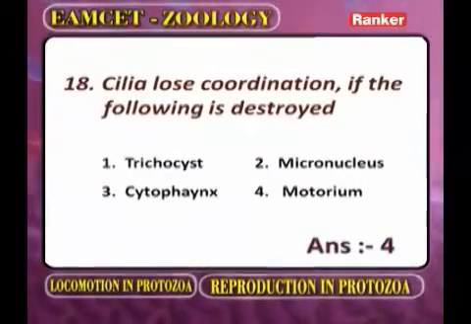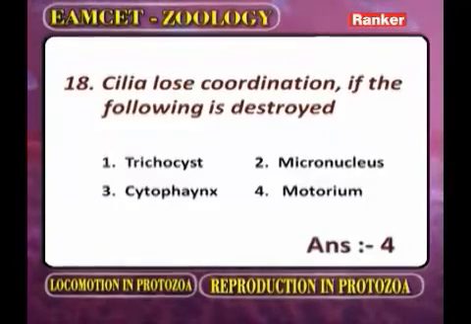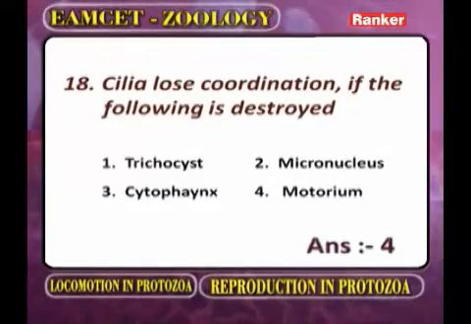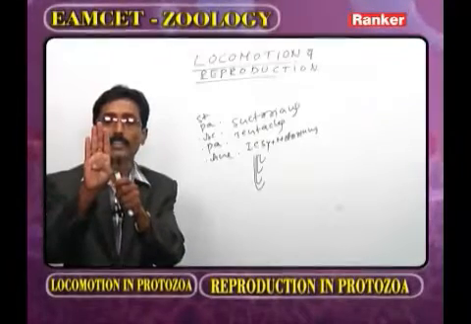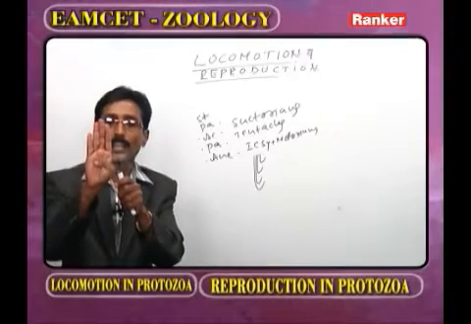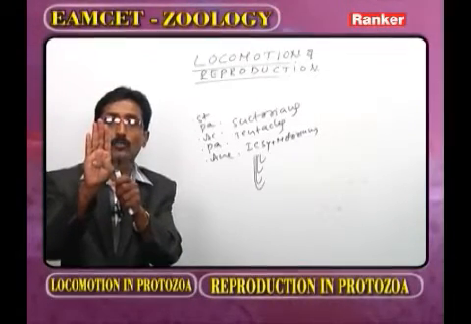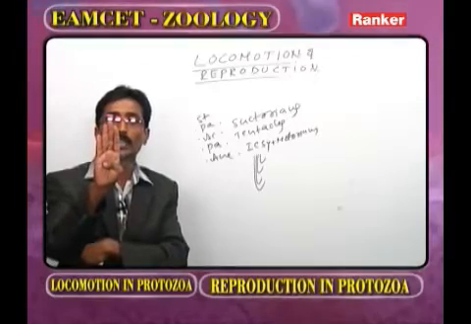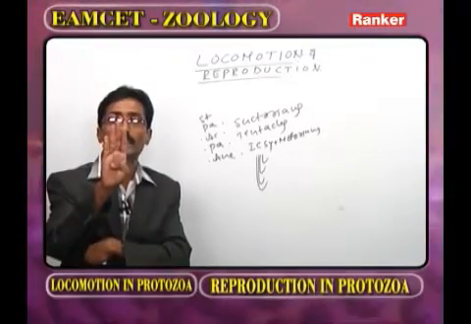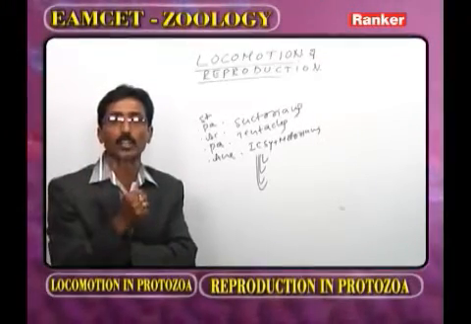Cilia lose coordination if the following is destroyed. Now this is the infraciliary system and this is the motorium. The infraciliary system is attached to the motorium. If the motorium is removed, among the cilia there is no coordination and control.